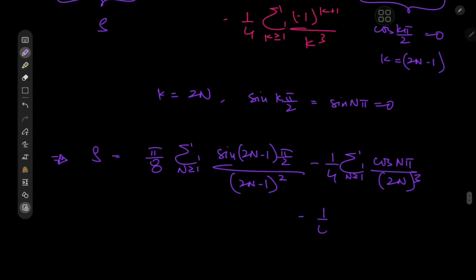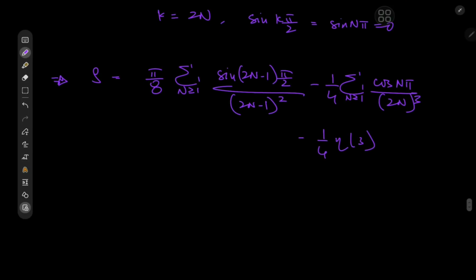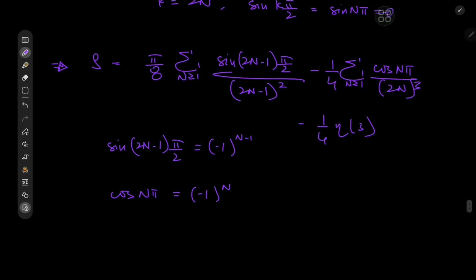So we have a quarter of eta 3. Now, what about sine of (2n minus 1) pi by 2? Sine of (2n minus 1) times pi by 2 equals (-1) to the n minus 1. Yeah, that's about right. And then for cosine n times pi, we have (-1) to the n. Yep, that's correct as well.